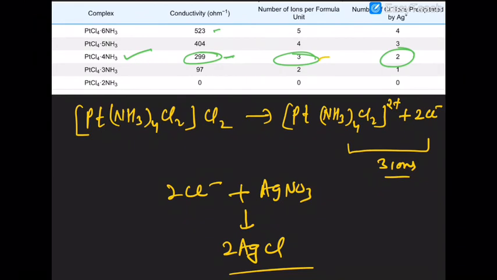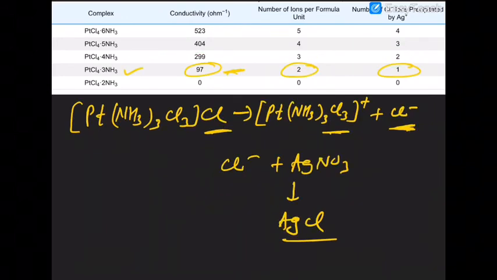Are you sure? Look at all the examples. The ions which are outside the sphere are able to give you free ions. Sure about that? Here the total ions are 3, so the conductivity value is 299. Are you okay with the situation?